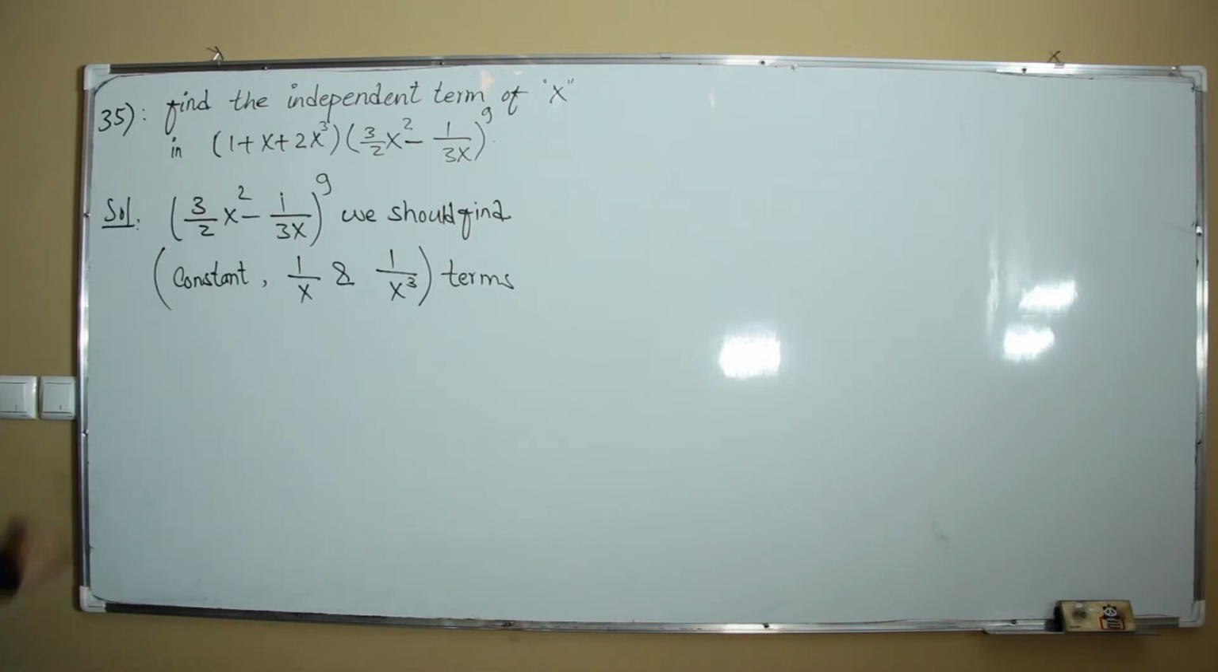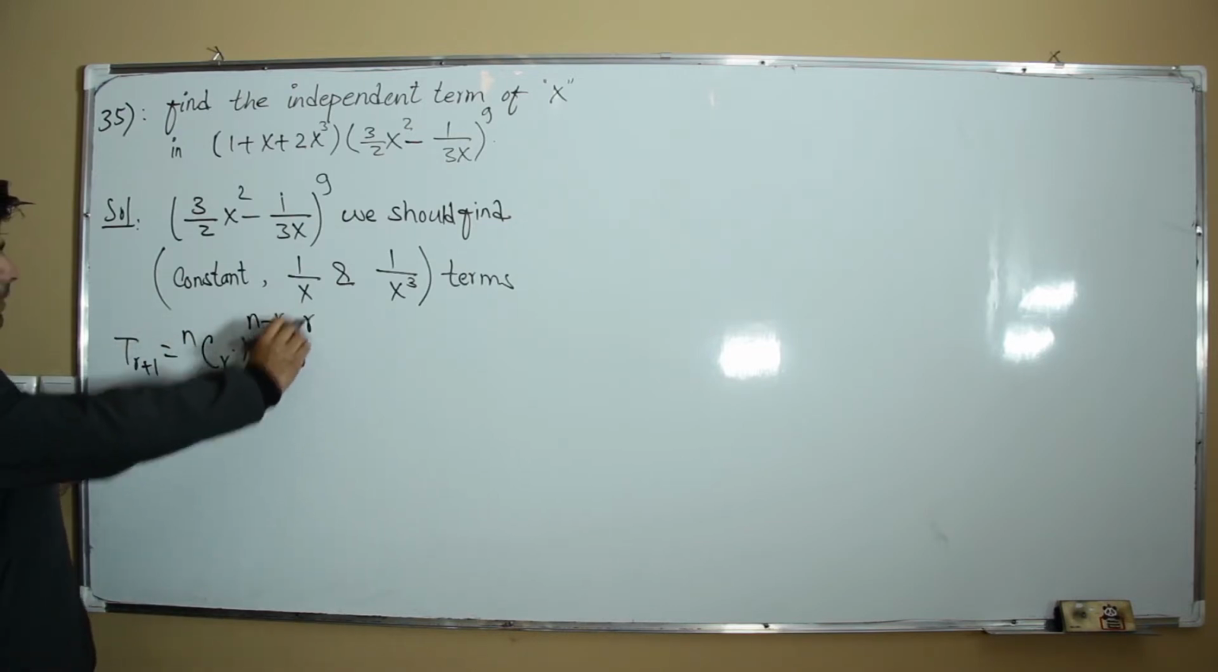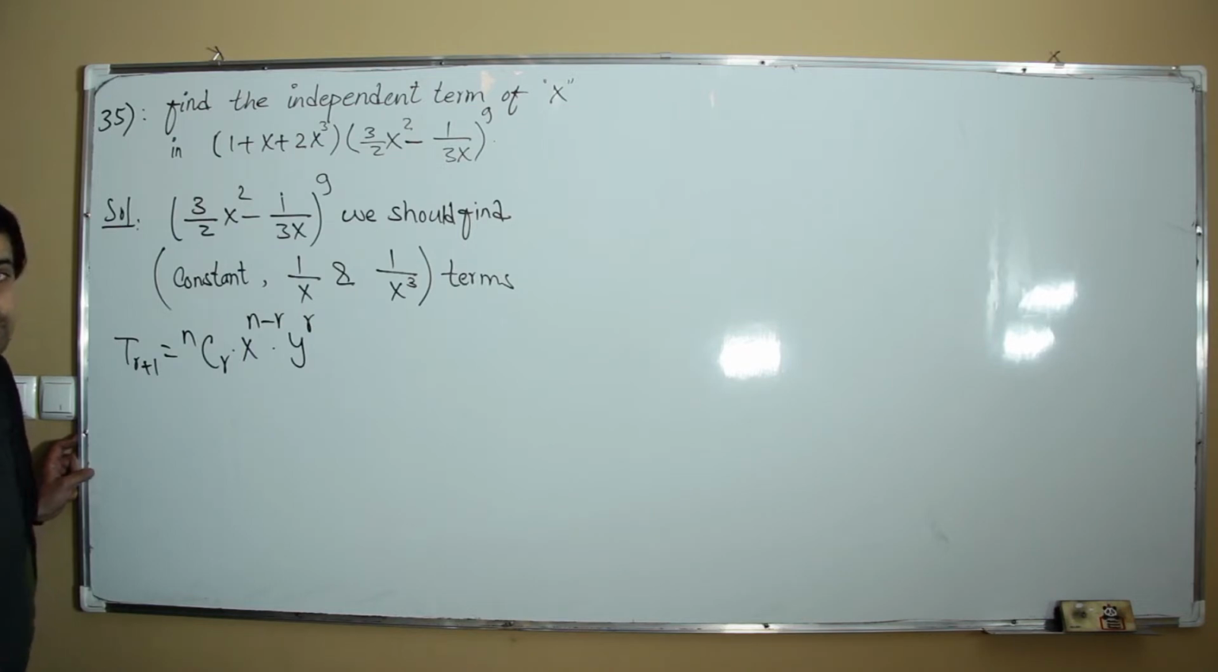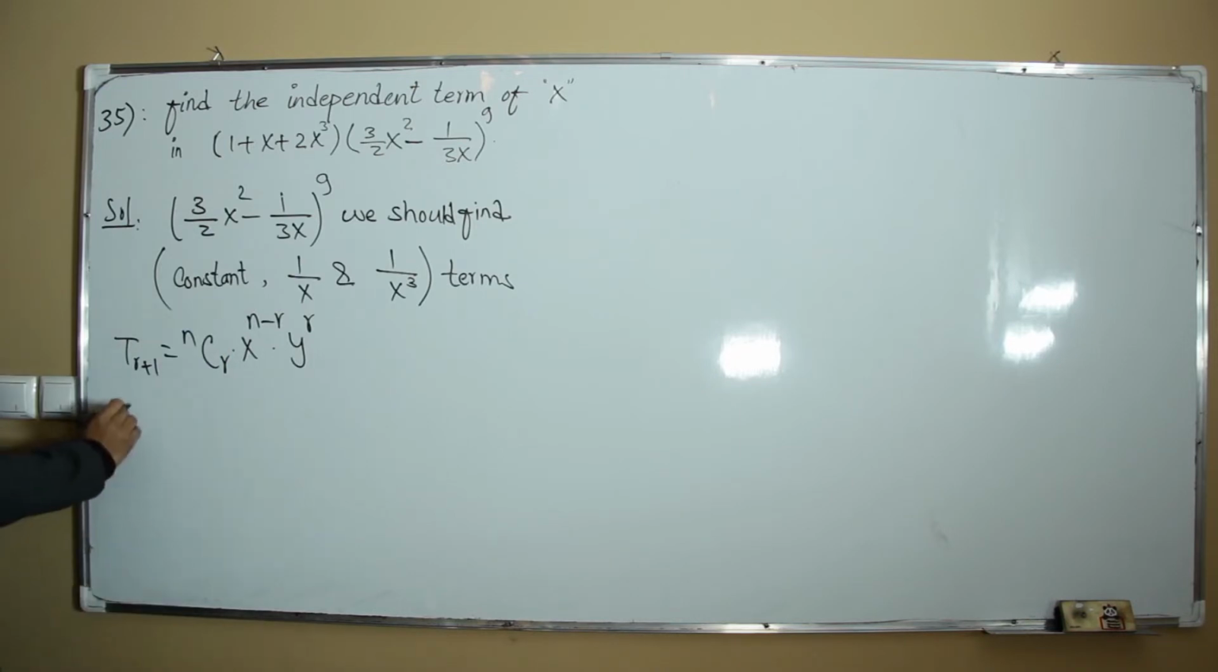Now we know the general term T(r+1), which is nCr x to the power n minus r y raised to the power r. We have to find first the constant term for this one. In here, you know one thing, n is 9. You know x is 3 by 2x squared.